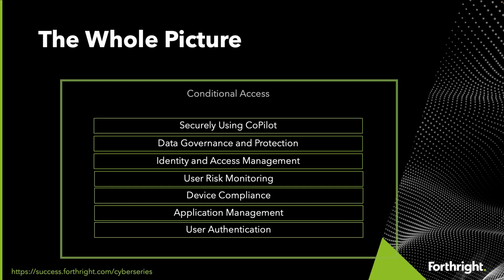So this is showing us the whole picture of this series here, right? So we've talked about user authentication. We've talked about application management. Next time we're going to talk about device management. Then we'll get into user risk monitoring. We'll talk about how that, again, overall starts to build out our identity and access system, how that plays into our data governance and protection, which then allows us to securely use Copilot.